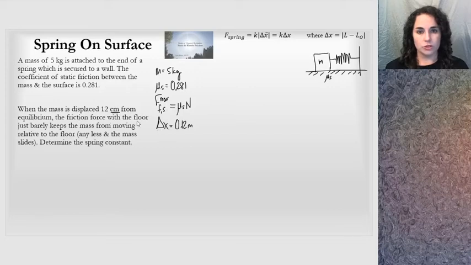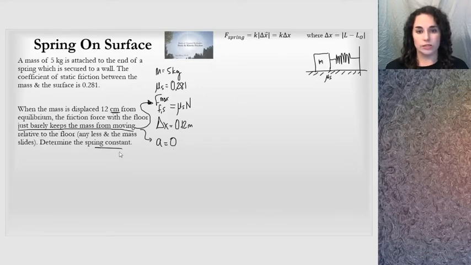The friction force with the floor just barely keeps the mass from moving. That's, again, the signal that I will be at a critical point where I want to use the max static frictional force. I'm also going to note that this tells me something about the acceleration. It keeps the mass from moving. The mass is not moving, and if the mass is not moving, that means it has zero acceleration. It says it's not moving relative to the floor.